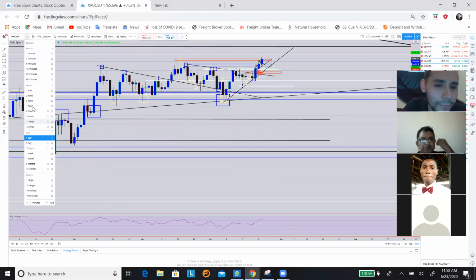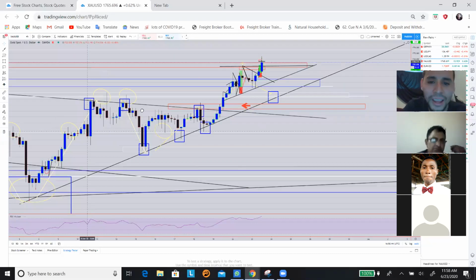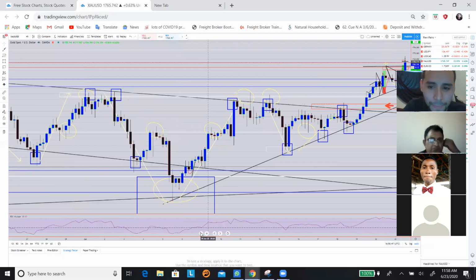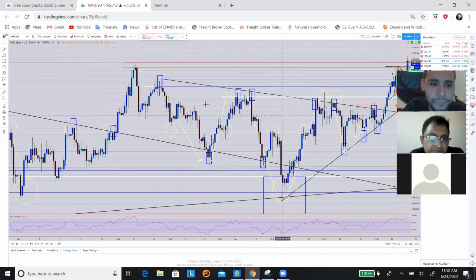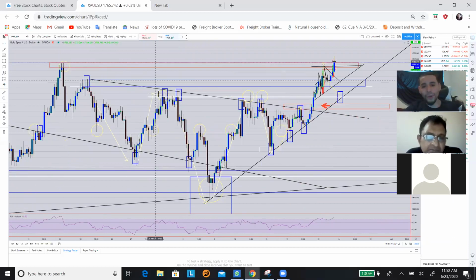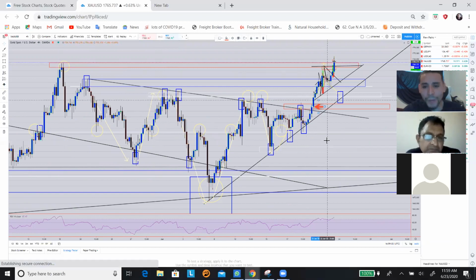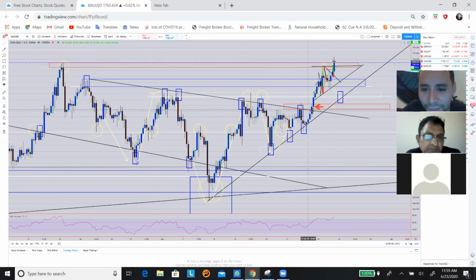4 hour. Price was right here, right? Right here. We broke out of this, the neckline of the inverted head and shoulders, right? We broke out right here. Why did we break out? Because we actually closed above now. You see that? Over here, wick, wick, wick, wick, wick, wick, wick. Now we finally get a close right here, right?